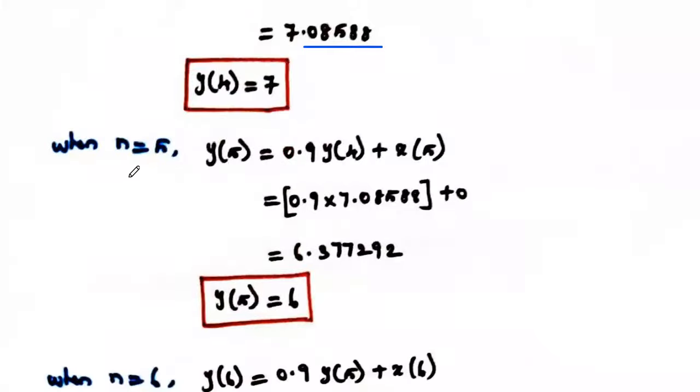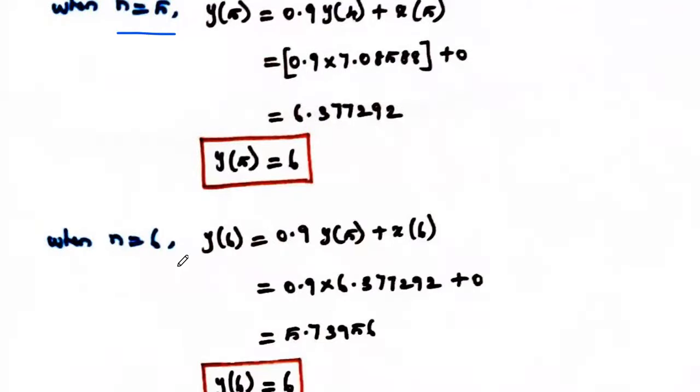So next we have to calculate the output at n equal to 5. So at n equal to 5, we can get the answer 6.377292. After this, if you perform the rounding in decimal, 6.3 is written as 6. So again, the output is reduced from 7 to 6.